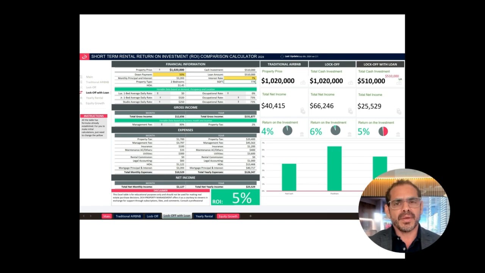With this, my total expenses increase, and I am left with a net annual income of $25,529, which I now divide not by the cost of the apartment, but by my cash investment, which was $510,000, to have a 5% return on my cash payment and a property worth $1 million.